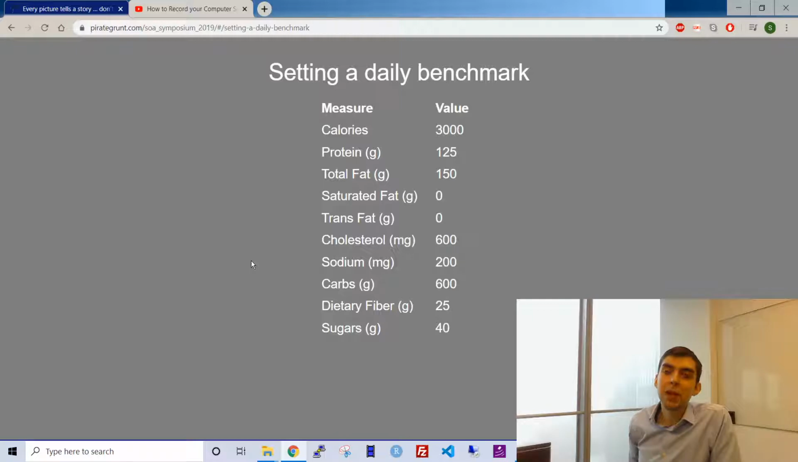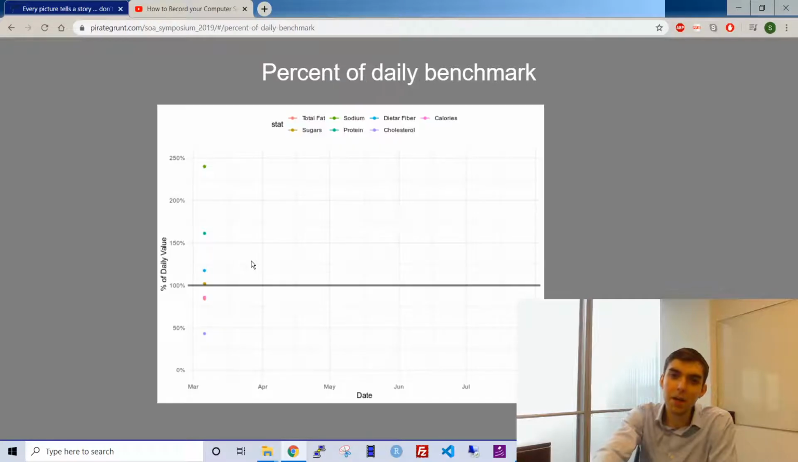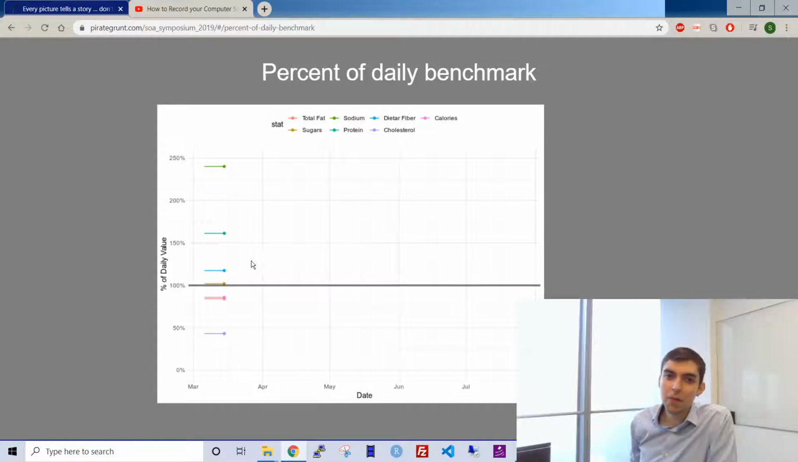I can get a daily benchmark. Based on my height and weight, I get a body mass index. And I get my calories, my protein, my total fat, and so forth. So in a perfect world, right? I could set up a benchmark for what I would be eating. Here on the y-axis, you see the percentage of that daily benchmark.